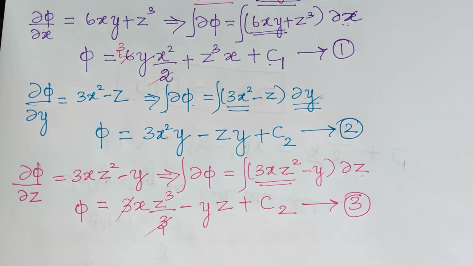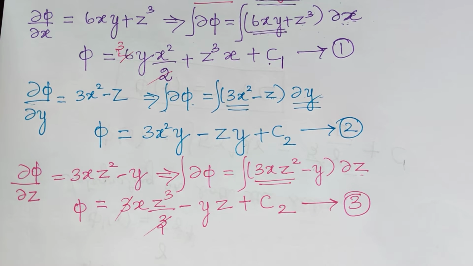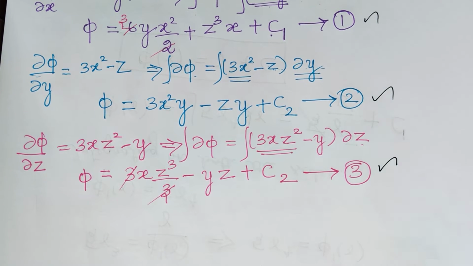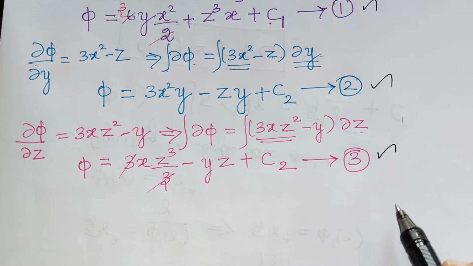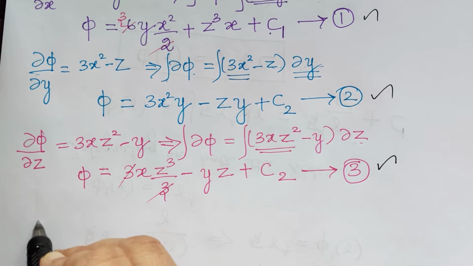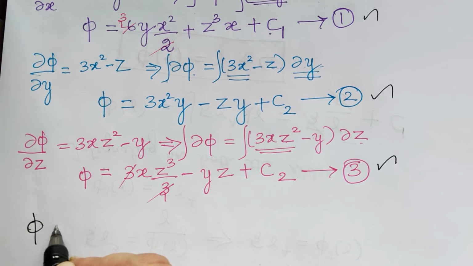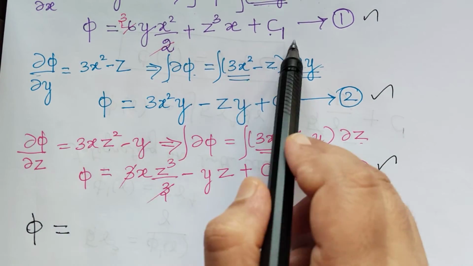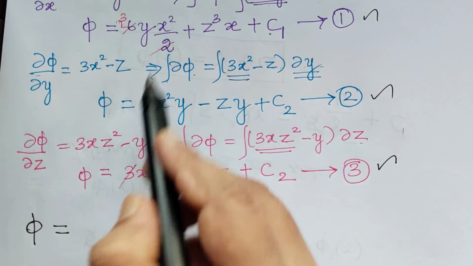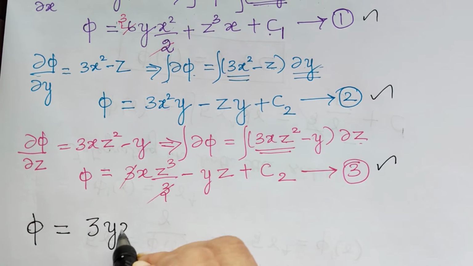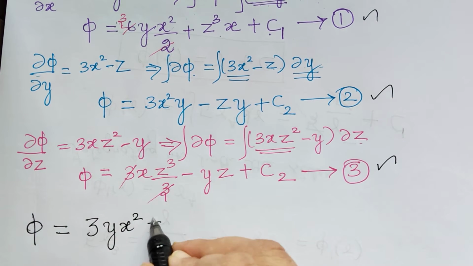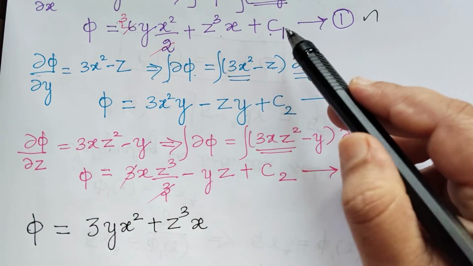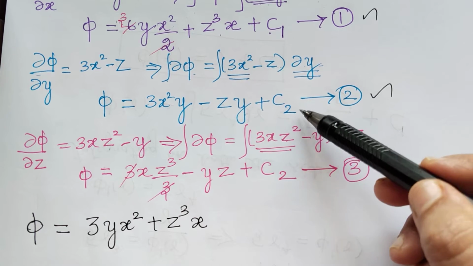Now we shall write the general solution. How the general solution will be: we have to compare equations 1, 2 and 3, and we should avoid the repeated terms, and we have to write the general solution. So the general solution phi will be equal to, first you write all of solution 1, it is 3yx square. So 3yx square plus z cube x, and this constant we will add at the end, so you have it as it is. Now go to solution 2.